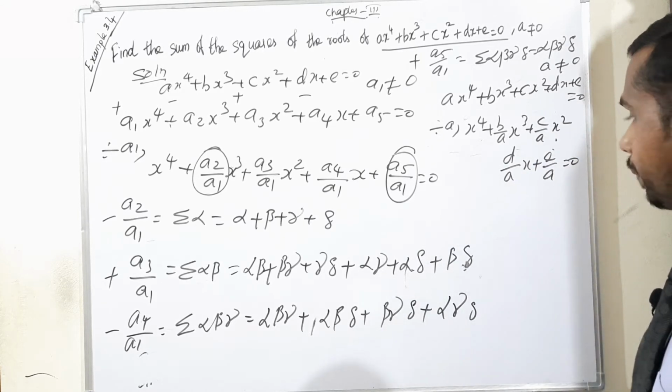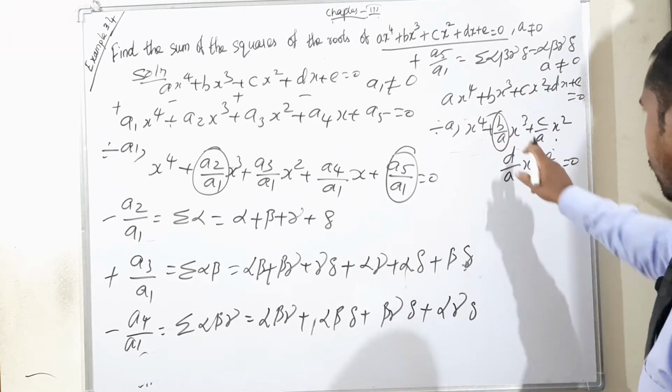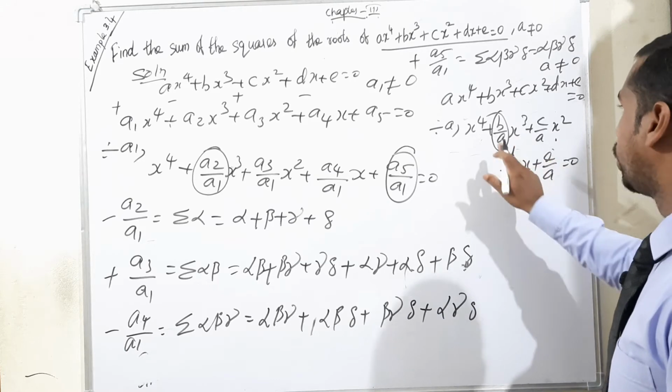So now comparing b by a, what is the meaning? Sum of the roots taken one at a time.